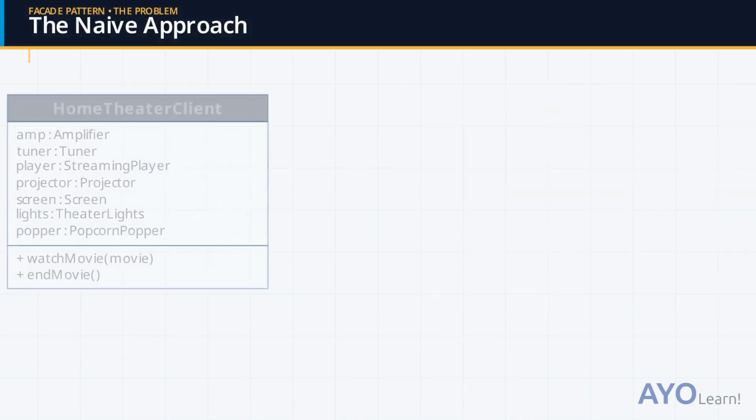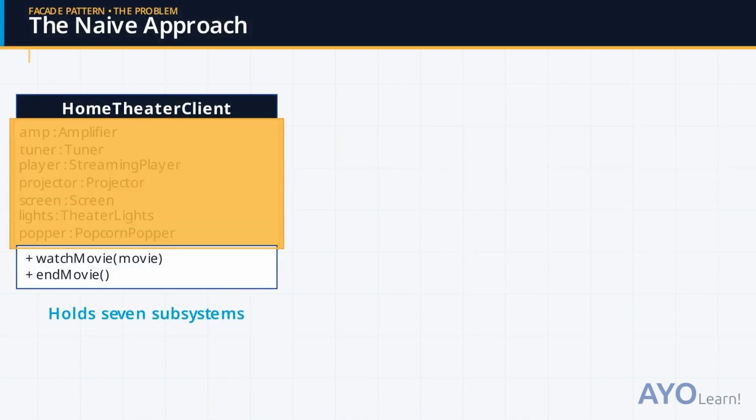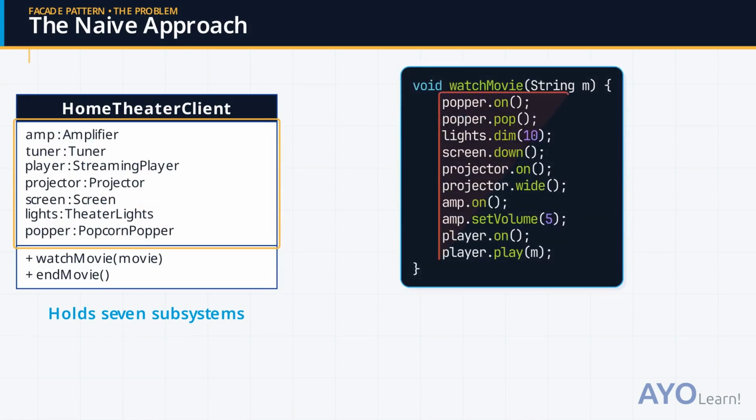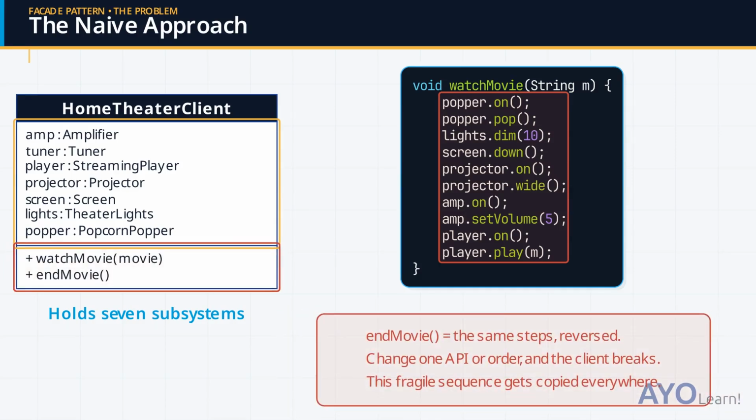Look at this client. It holds references to all 7 subsystems and orchestrates every step itself. Starting a movie means a long, fragile sequence. Ending it repeats the same chore in reverse. If one subsystem changes its API or order, the client breaks, and this code gets copied everywhere.